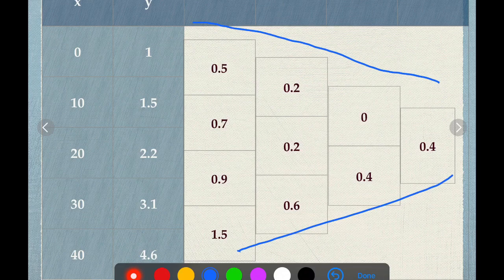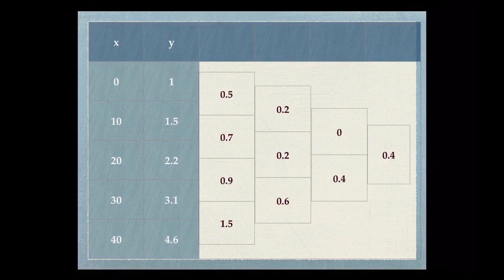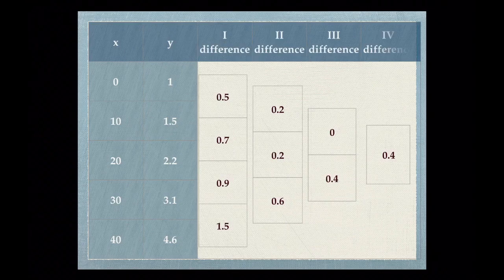And here it stops. Either the entire column has to become 0, like in your previous problem, or the entire table has to tend towards one value, like in this problem it tended towards 0.4 as just one value. So this is our conclusion. This is the final stage of finding the finite difference.